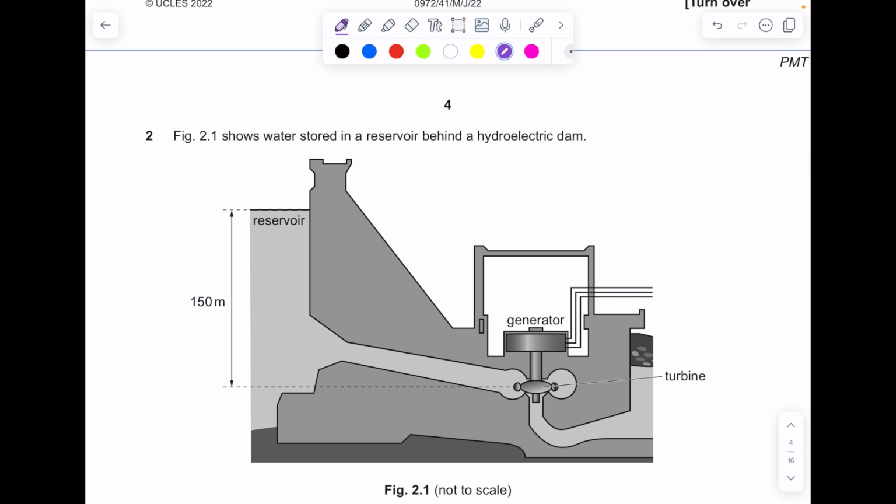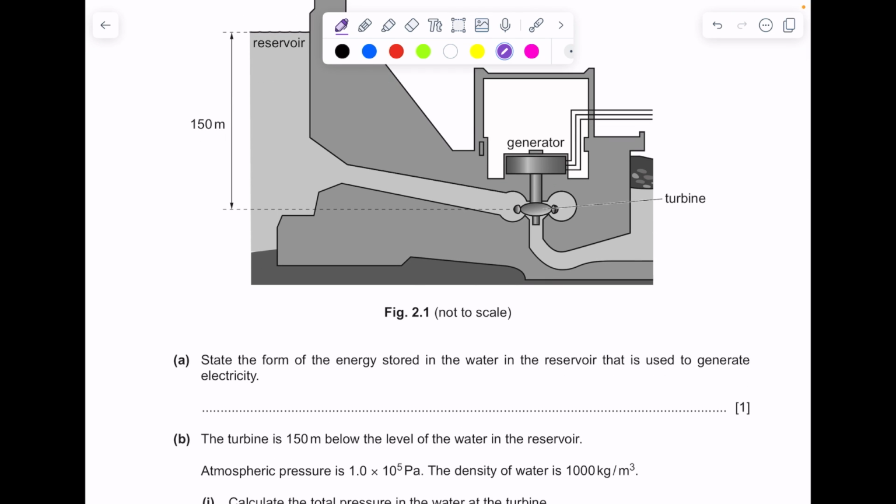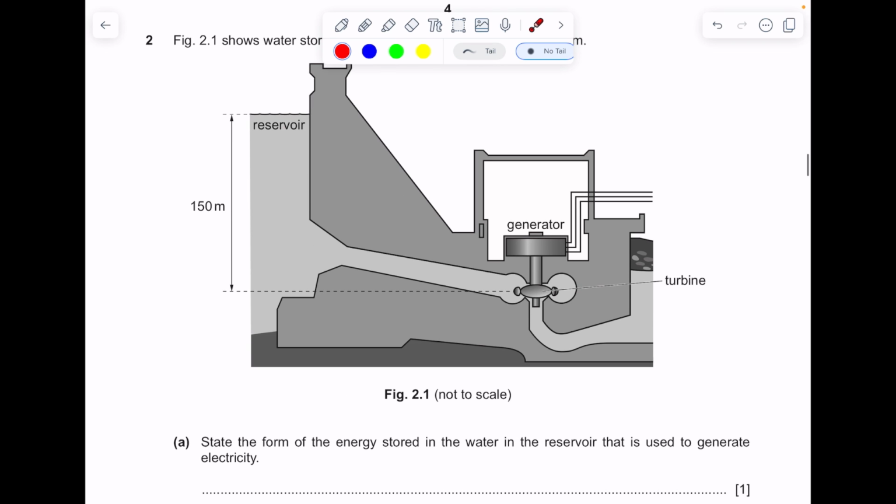Figure 2.1 shows water stored in a reservoir behind a hydroelectric dam. State the form of the energy stored in the water in the reservoir that is used to generate electricity. So notice how high that water is. It's going to be falling, hence it's that gravitational potential energy, which is the energy stored in the water, and then it turns to kinetic energy as it turns the turbine.